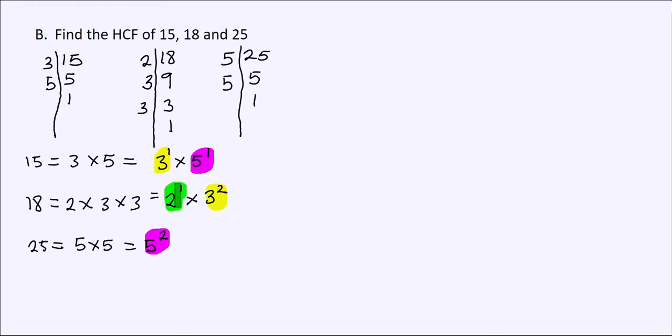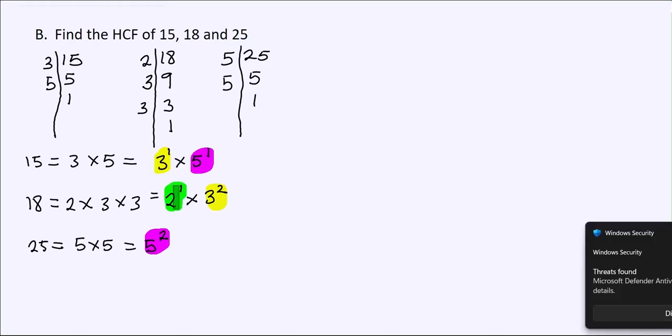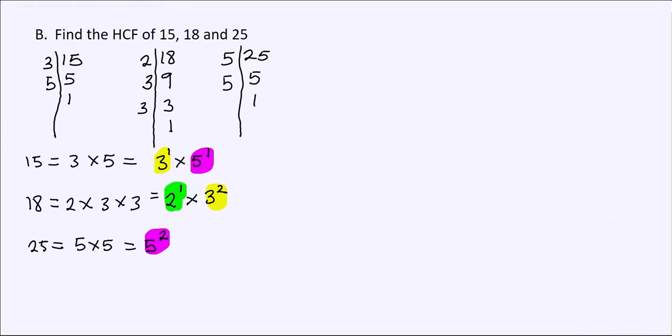So since there is no common index or value connecting these values, it simply means the HCF or GCF is 1. So therefore, HCF or GCF is equal to 1, simply because there is no common value connecting the whole of these values. Now let's use the traditional approach so I can see better.